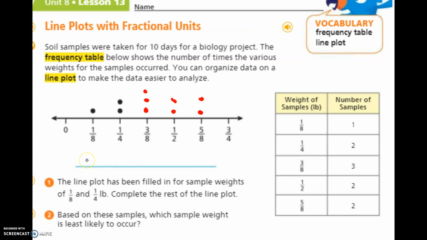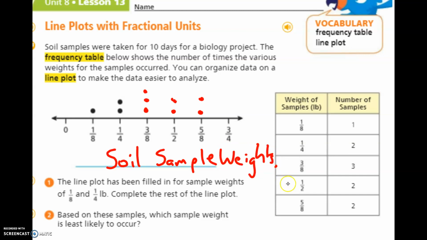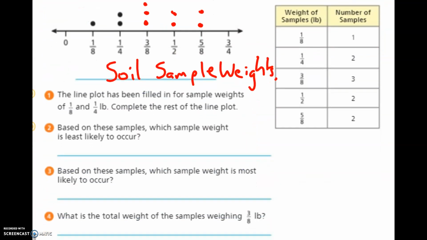The blue line underneath it is where they would like for us to put the title. And you can make up your own name. I'm just going to call it soil sample weights. Very sloppy. Okay. All right. Now we can use that line plot to answer some questions.